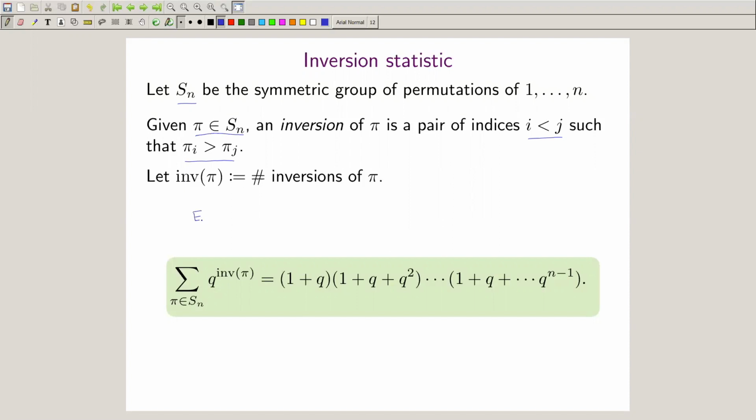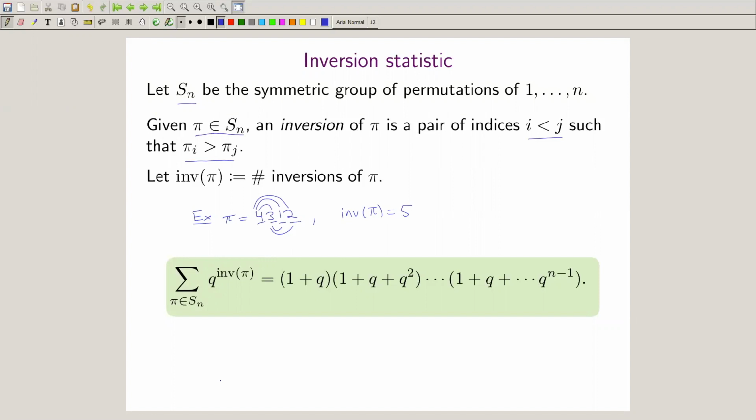So for example, if pi is 4312, then the first and the second positions are out of order because the 4 is greater than the 3. And similarly, the 4 and the 1, and the 4 and the 2, and the 3 and the 1, and the 3 and the 2. So the total number of inversions for this permutation is 5.